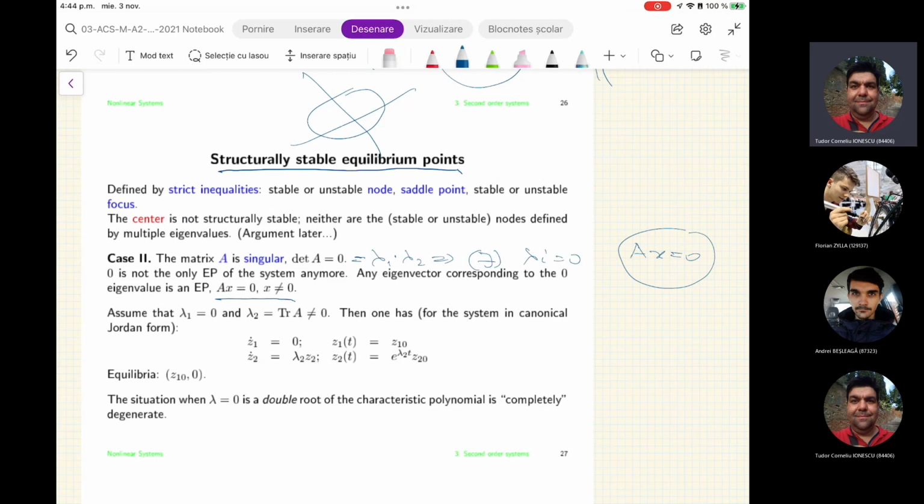Okay. Then in the canonical form for the Z system, one equation is like this. So one equation has a constant trajectory, whereas the other equation has a dynamic evolution. And the equilibrium points are of this type.